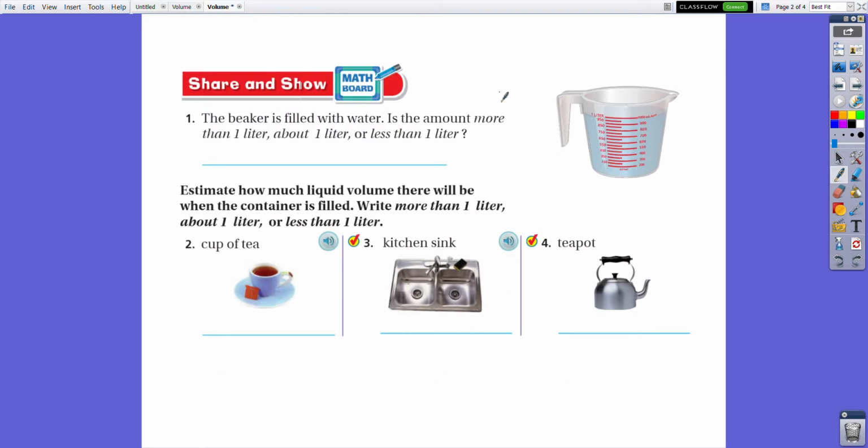Okay, look at this question, number 1. The beaker is filled with water. Is the amount more than 1 liter, about 1 liter, or less than 1 liter?